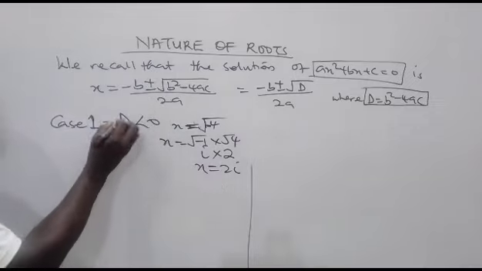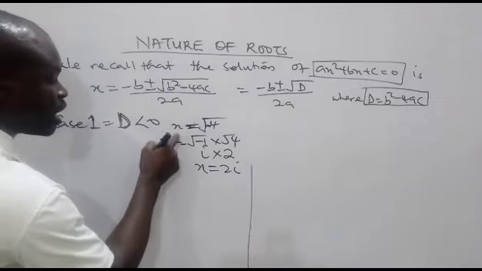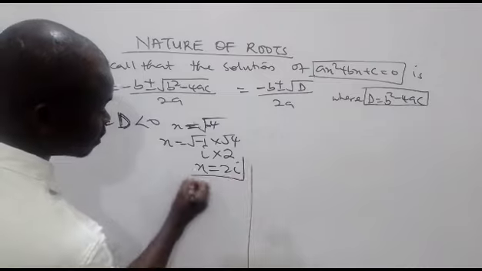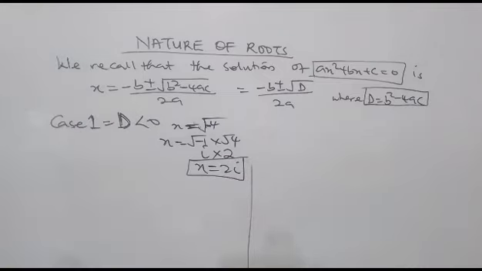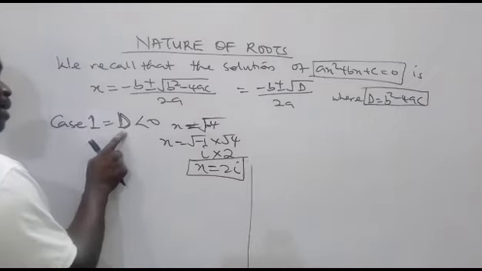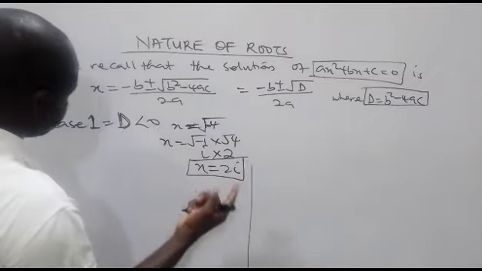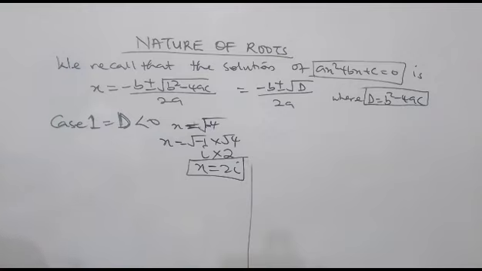When the discriminant is less than 0, we can only have the solution in the complex sense, not in the real sense. In the real sense, you can't get it. We are still going to talk about complex numbers. We can never get the solution in the real sense when the discriminant is less than 0. We can only get the solution in the complex sense.